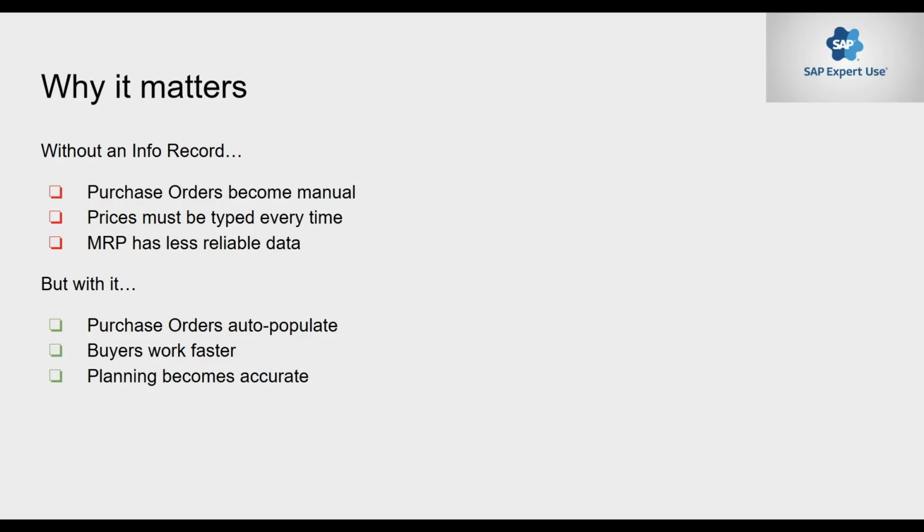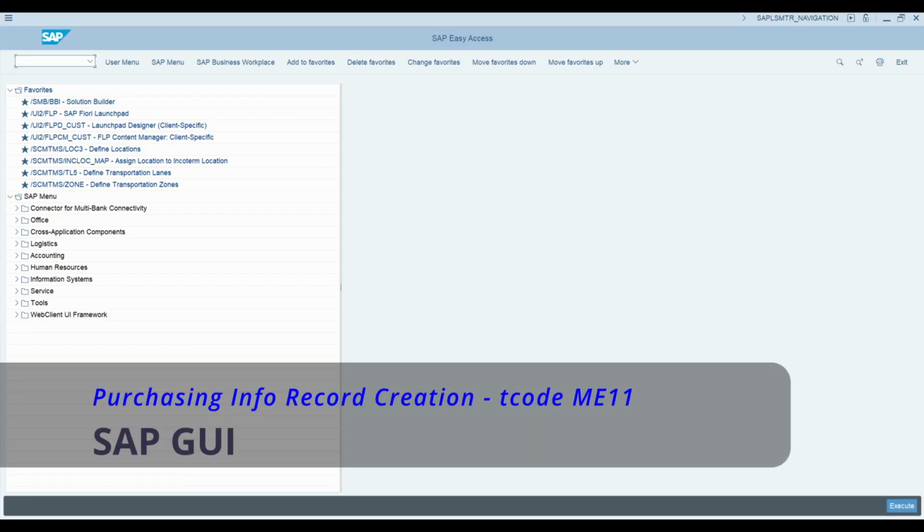And why does it matter? Well, without an info record, purchase orders become manual, and prices must be typed every time. MRP has less reliable data, but with it, purchase orders auto-populate, buyers work faster, and planning becomes accurate. That being said, now let's start creating a purchasing info record.